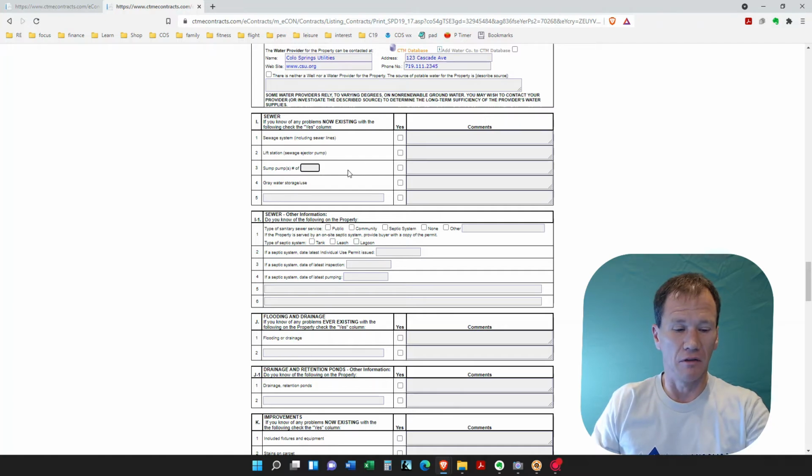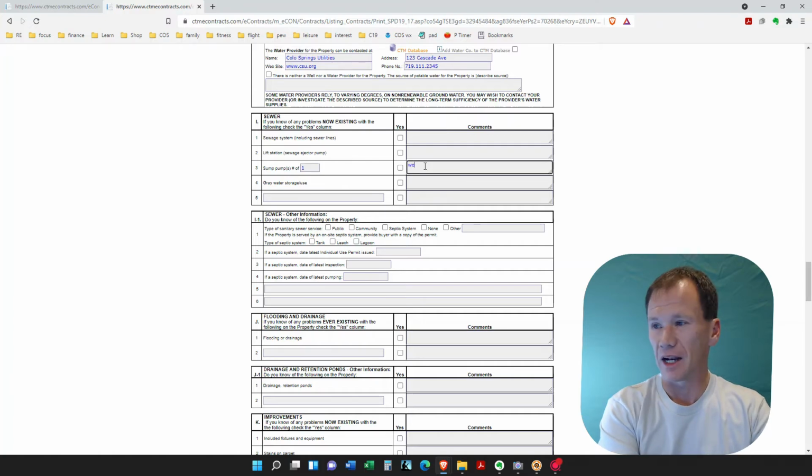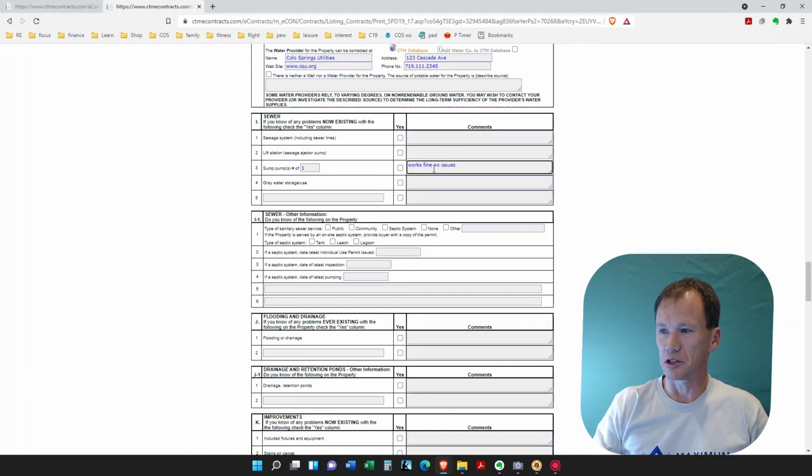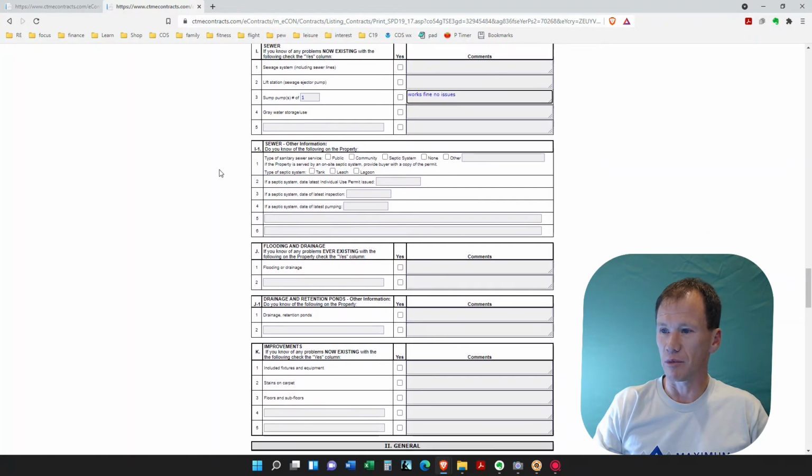Sump pumps, number of. This house has one sump pump. And I would just check in here because I put that in. It works fine. No issues, because I didn't check yes there. I just want to make sure there's no misunderstanding that filling in the 1 there means there's a problem with it.